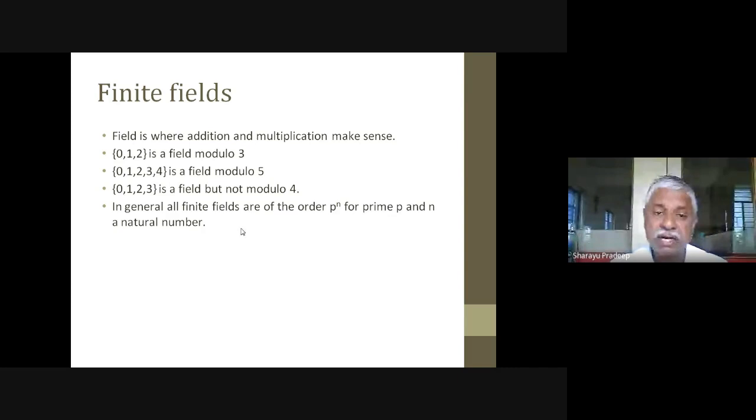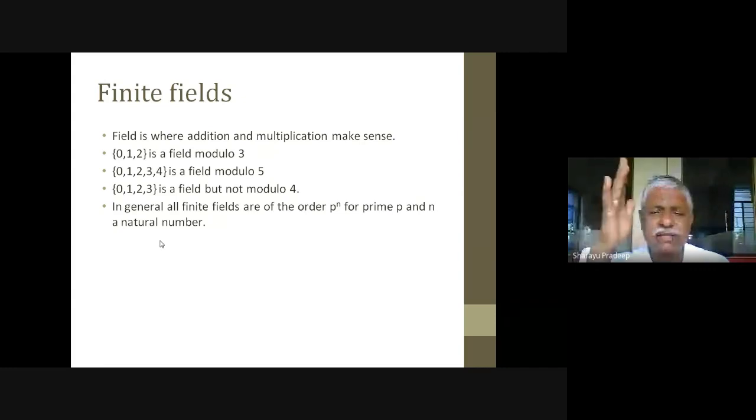In general, if you have a set with p power n elements, where p is a prime and n is a natural number, then I can make it into a field. This is a very deep result in algebra. Galois theory tells you this. These are in fact called Galois fields, all fields of order prime power n. And all finite fields are like this.